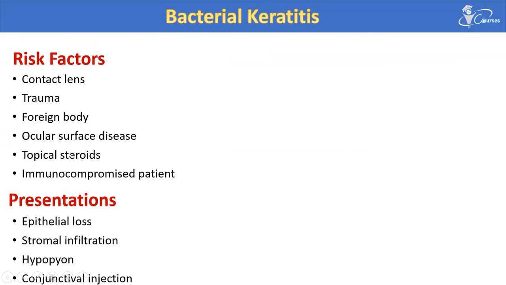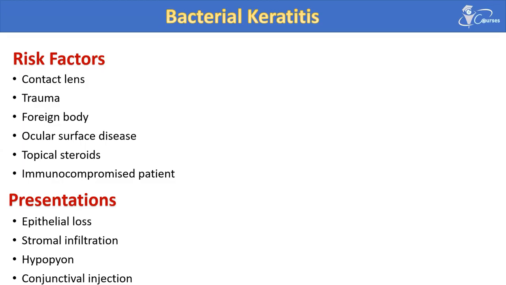Topical steroids decrease immunity, and an immunocompromised patient will be more liable to develop any kind of infection, even with low virulent organisms. So these risk factors usually disturb the normal or natural defense mechanism of the cornea. The cornea is protected by a tough layer of epithelium, which acts as a barrier that prevents the passage of organisms into the cornea.